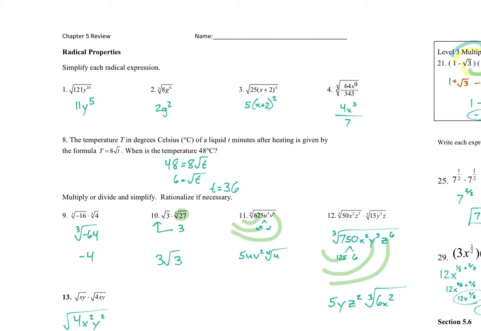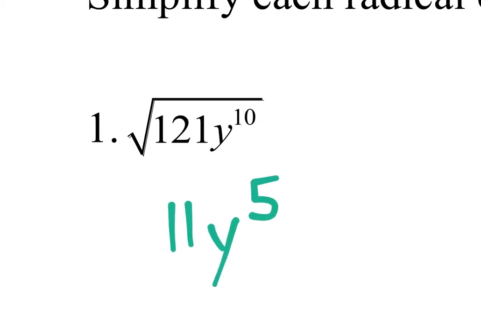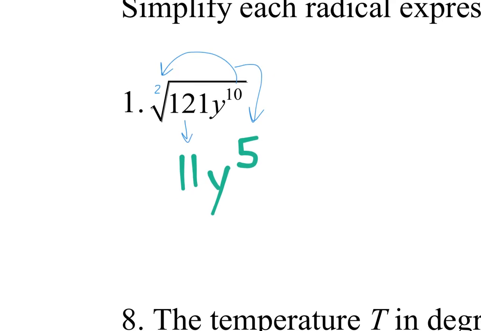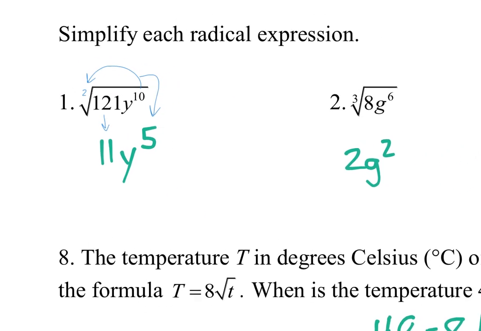Now, for us here, this first section, 1 through 4, is just simplifying square roots, cube roots, depending on what the index is. And remember the way that this works, for the square root is that we'll square root 121. And then for the y to the 10th power, remember we're essentially just dividing by whatever the index is. So 10 divided by 2 gives us that y to the 5th power there.